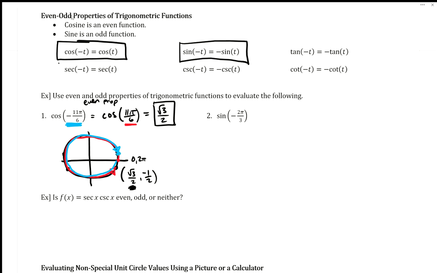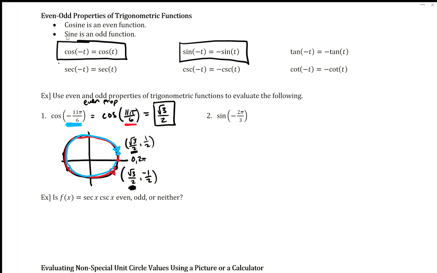That terminal point is in the first quadrant. In the first quadrant, with 6 in the denominator, it would be radical 3 over 2 and 1/2, both positive. Cosine is based on the x-coordinate, and this x-coordinate is the same as the other x-coordinate, radical 3 over 2, because they're both to the right of the y-axis. They're the same length to the right, so they're the same x-coordinate. That's why we can use this property. So that's using the even property with cosine.